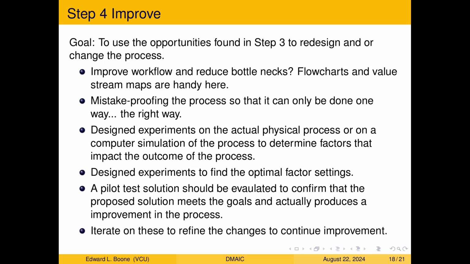You could also use design experiments to find optimal factor settings so that it's the best part it could possibly be by your criteria. Usually whenever you do this, you're going to have a pilot test. The solution should have been evaluated to confirm that the proposed solution meets the goals and actually produces an improvement in the process. So you're going to do a pilot test and say, okay, if we change the process this way, does it actually work? And then the last step is to iterate on these to refine the changes to continue improvement. So keep going back over it until you've got it good.